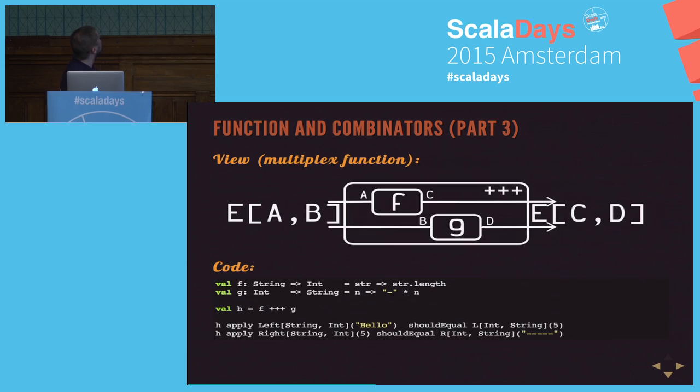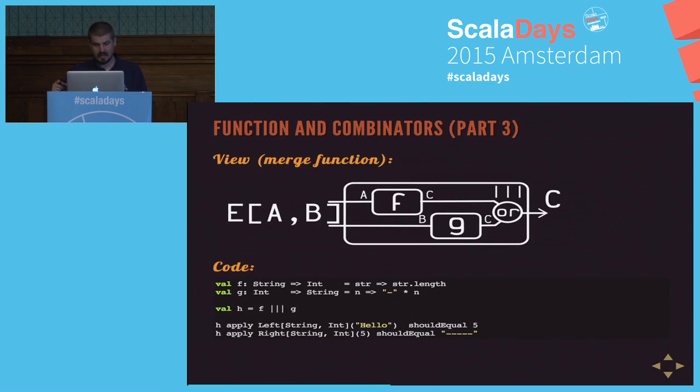And a sample code here. We have f, which is string to integer, g, which is int to string, some implementation, and multiplex of these two functions. And if left, hello, we have a length. If we have a 5, we have five times a minus.